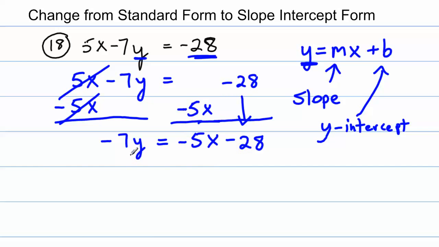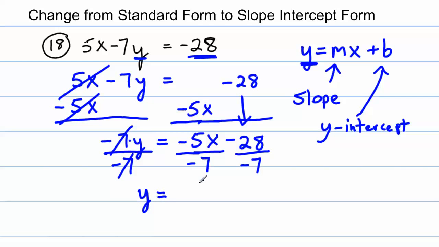Good. So now we just need to get rid of this negative 7, and this is negative 7 times y. So remember, we undo multiplication with division. So we're going to divide the left side by negative 7. If we do that to the left side, we have to divide the right side by negative 7 as well. So then we divide negative 7 by negative 7. Those cancel, and we just get 1y, or just y.